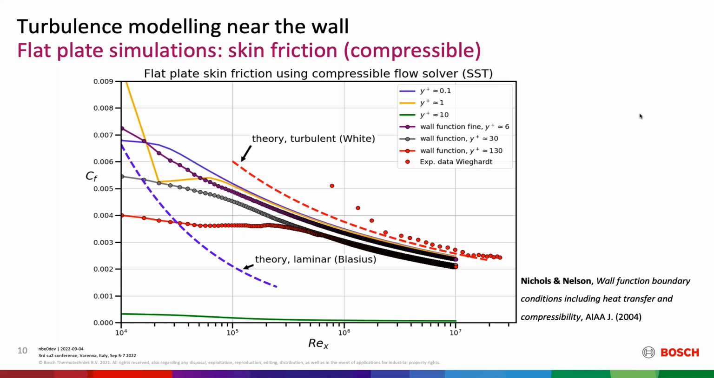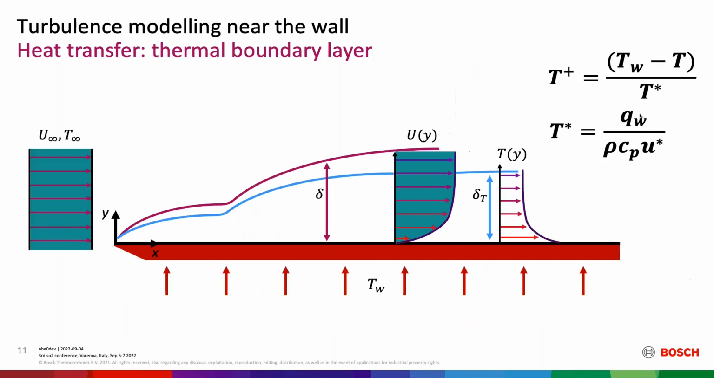We see that the prediction of skin friction is slightly lower compared to the incompressible results, but the predictions improve when the y plus reduces a bit. So for y plus is 6, we retrieve almost the same results as the fully resolved simulations with y plus is 1. Of course, we have much less nodes in the total mesh. We also see that without wall functions, the skin friction is completely wrong if we use a y plus is 10. So very important to use the correct amount of cells near the wall.